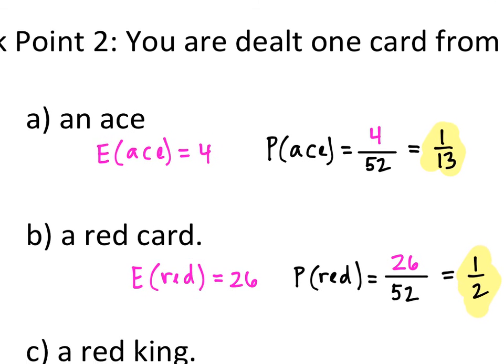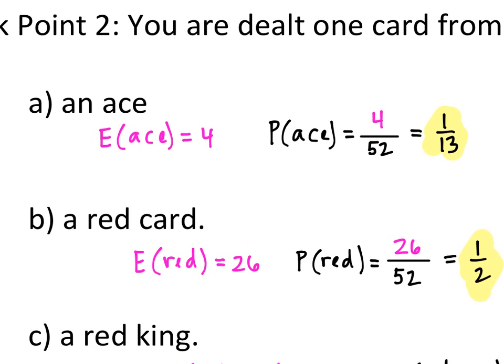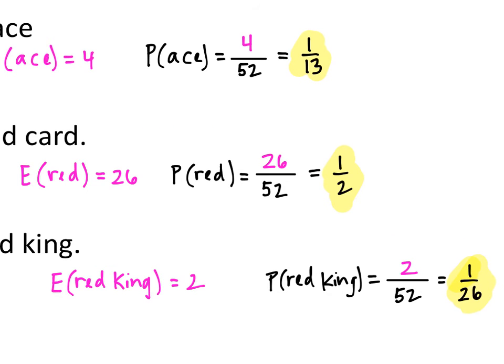Go ahead and try part C. Now what's the probability of pulling out a red king? So first we have to determine, well, how many red kings are there? Well, since there's 2 red suits and there's only 1 king in each of those suits, there's a total of 2 red kings in the entire deck. So the probability of pulling a red king is going to be 2 out of 52, or simply 1 out of 26.